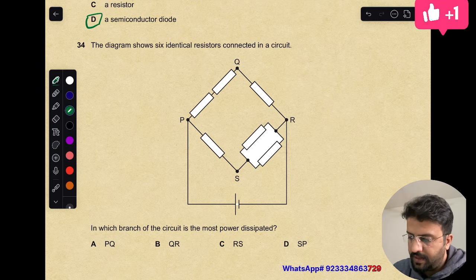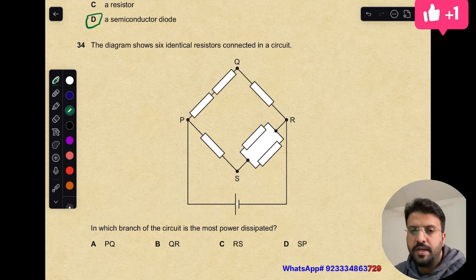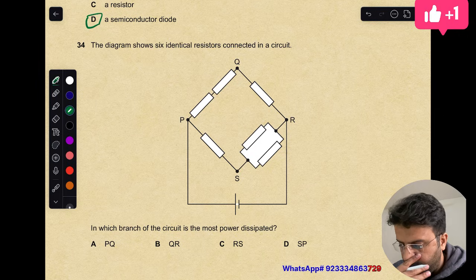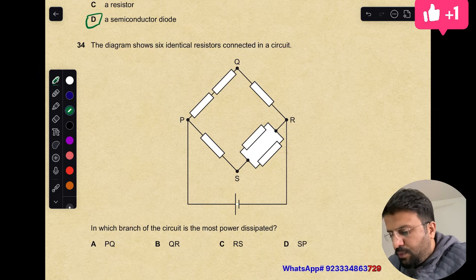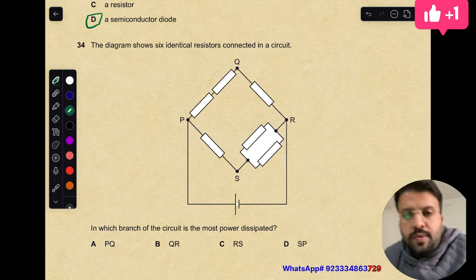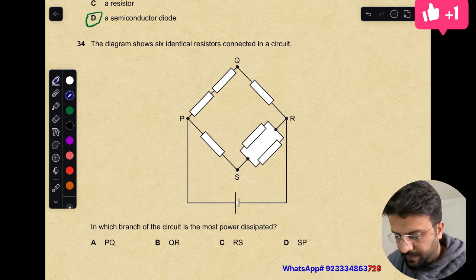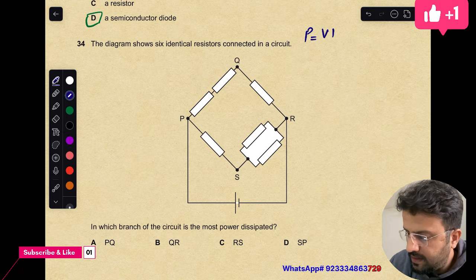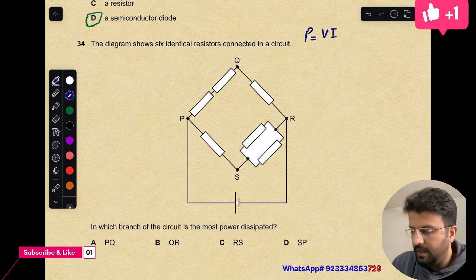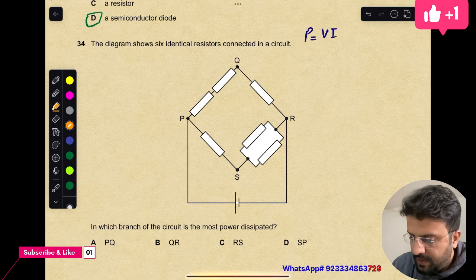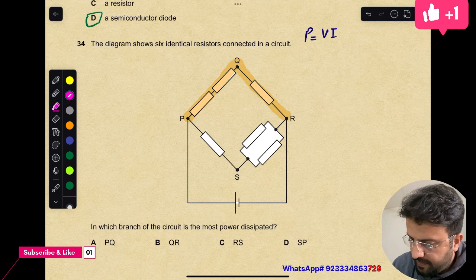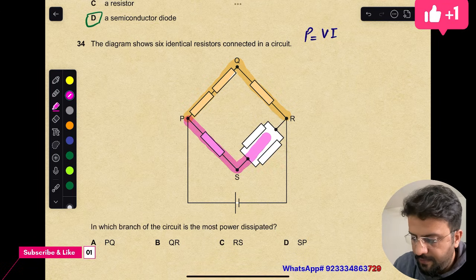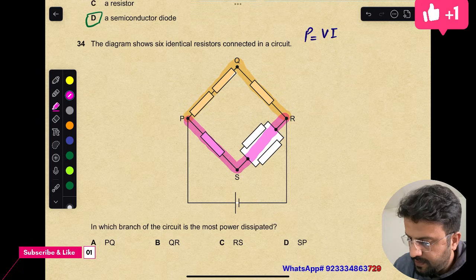Okay, the next question. This is the trickiest and most difficult question of this paper. The diagram shows 6 identical resistors connected. In which branch of the circuit is the most power dissipated? Okay, so first you need to simplify this thing. Achha, what we know is power is equal to voltage into current. So as we know, this whole thing has the same voltage and this thing has the same voltage.